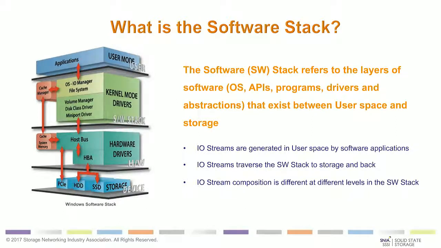So the I/O streams that are generated in application space, in other words, when I do something, for a simple example, in Microsoft Word, and I type something and say save it, that save command goes from application space through the stack to storage. The I/O streams associated with that application step can change as it goes through the storage layers to storage and change as they go back. So we're going to talk about that as we go forward, but it's just important to know that the I/O stream composition is different at different layers in that software stack.